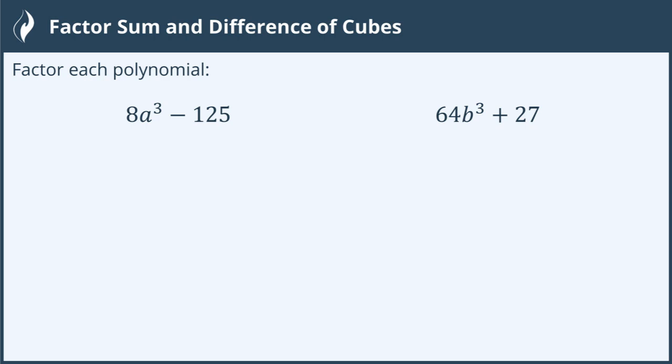Okay, so since this first one is a difference of cubes, we're going to do that as our first pattern. So we're going to have a cubed minus b cubed. And the way we would factor that is we would take the cube root of our first term, which would be a, and we're going to subtract it by the cube root of the second term, which would be b. Okay, we're going to put it in parentheses.